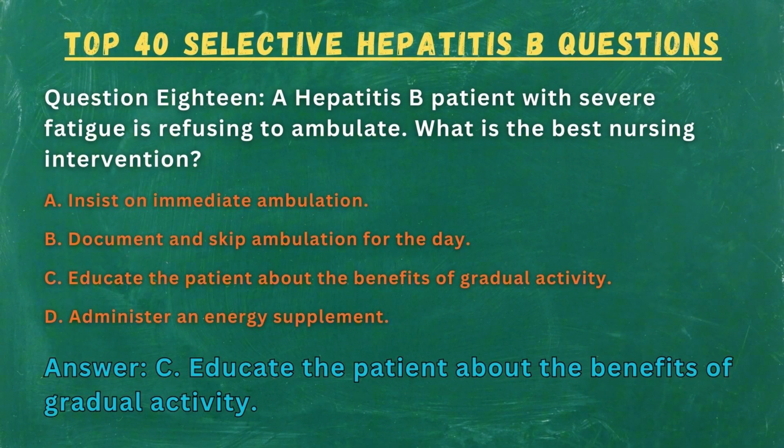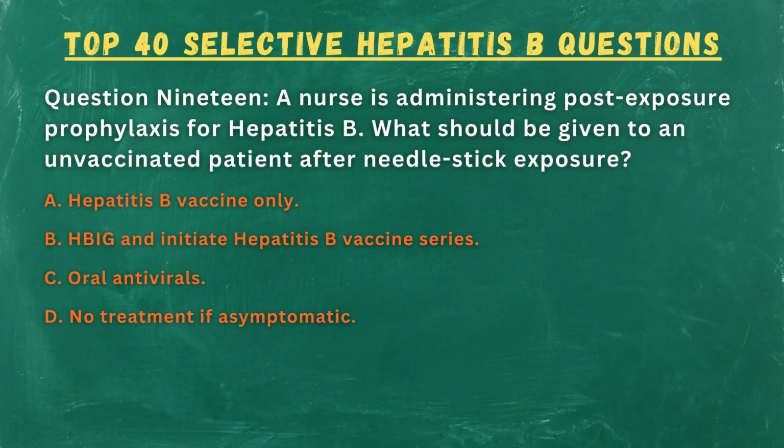Answer: C. Educate the patient about the benefits of gradual activity. Question 19. A nurse is administering post-exposure prophylaxis for hepatitis B. What should be given to an unvaccinated patient after needle stick exposure? A. Hepatitis B vaccine only. B. HBIG and initiate hepatitis B vaccine series. C. Oral antivirals. D. No treatment if asymptomatic.